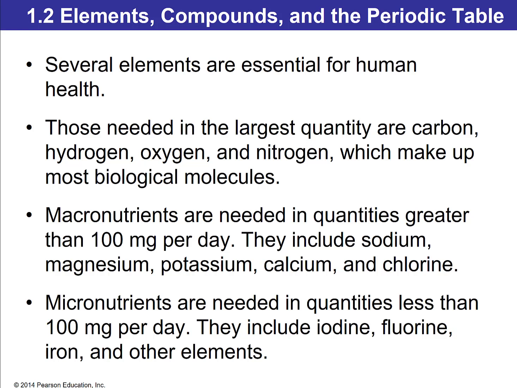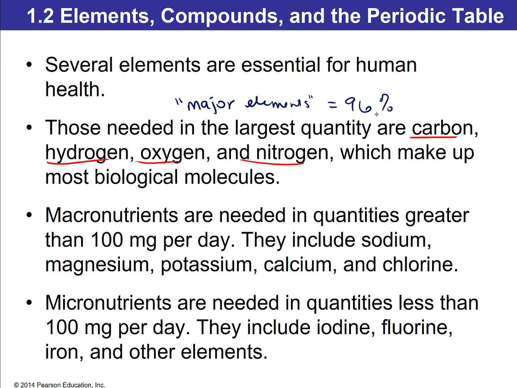Now, there are the elements that are found in the human body. 96% of the elements that are found in living things are made up of just 4: carbon, hydrogen, oxygen, and nitrogen. They call those either the major elements or the main elements, found in living things, 96%.